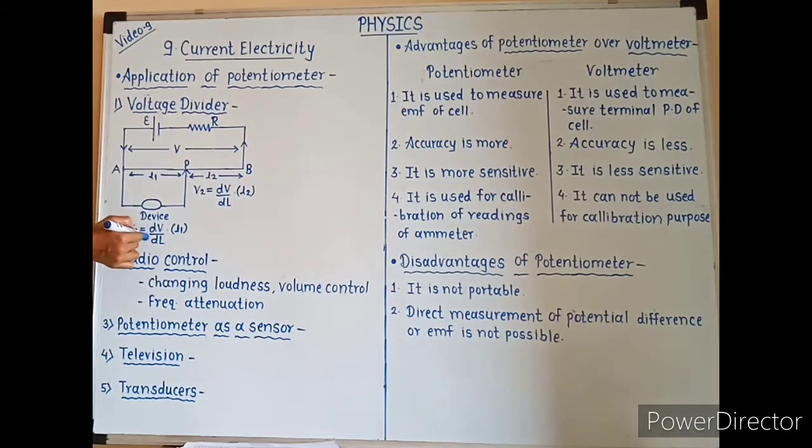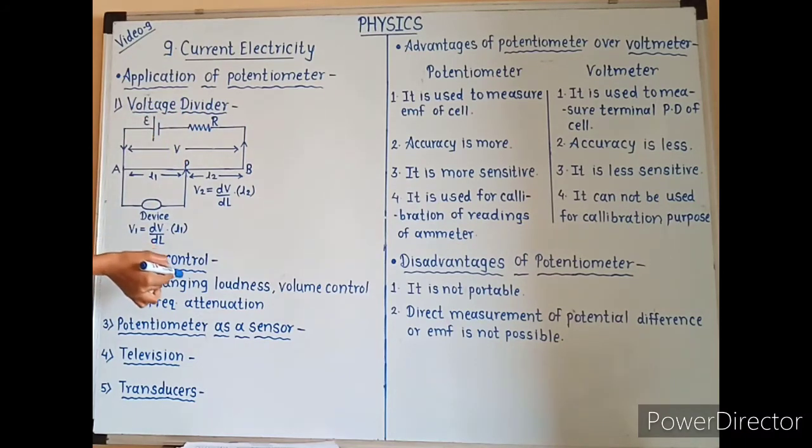Hence, V1 is equal to dV by dL into L1. This dV by dL is nothing but the change in voltage per unit change in length, and L1 is the length AP. And V2 is equal to dV by dL into L2, where dV by dL is the change in voltage per unit change in length, and L2 is the length PB. So, this potentiometer can be used as a voltage divider.